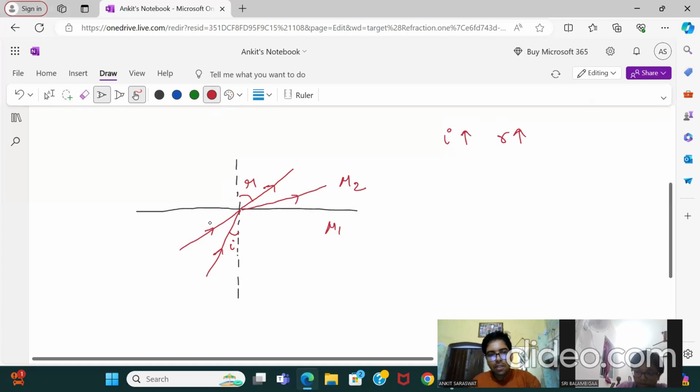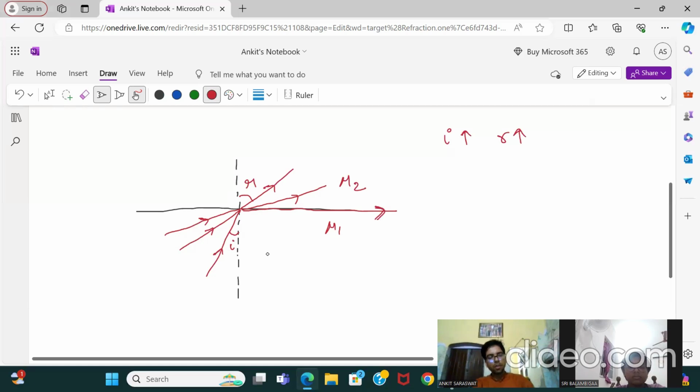And if I again increase the value of I, if I again increase this value of I, there is a condition where this refracted ray grazes the surface. Grazes means it becomes parallel to our refracting surface or boundary like this. Clear? Understood up to this point?